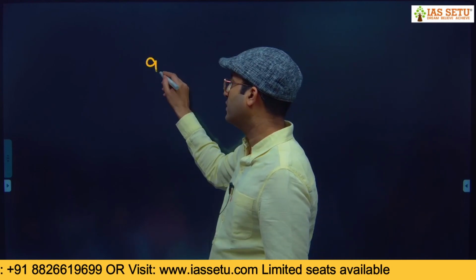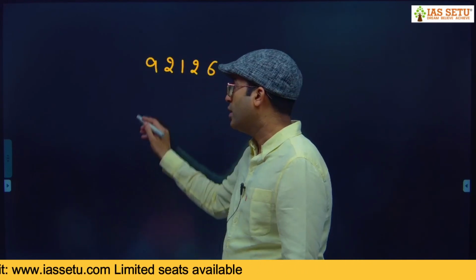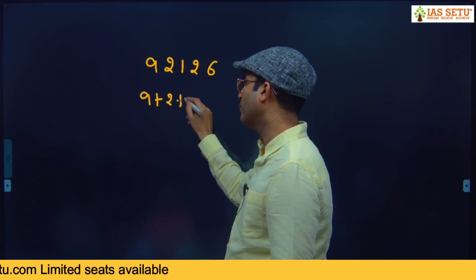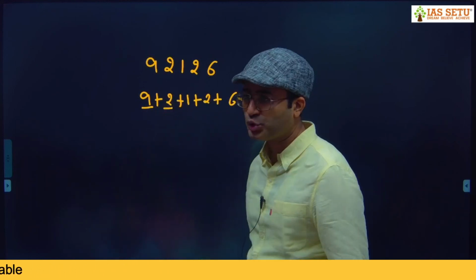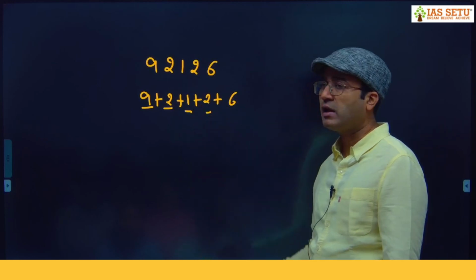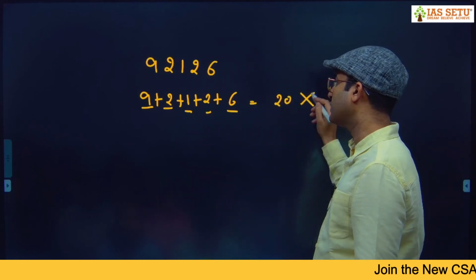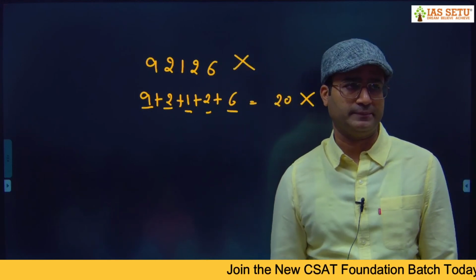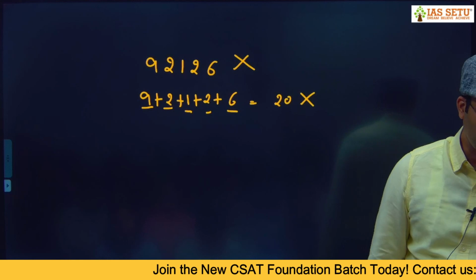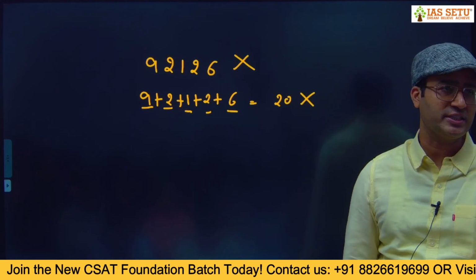Like for example, 92,126. 9 plus 2 plus 1 plus 2 plus 6. 9 plus 2, 11, 12. 12 plus 2, 14. 14 plus 6, 20. And 20 is not divisible by 3. It means this complete number is not divisible by 3. So what is our rule for divisibility of 3? Sum of the digits. If it is divisible by 3, yes, otherwise no.